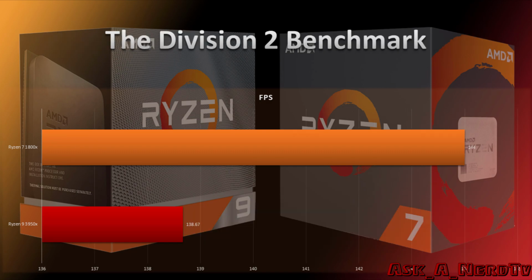For the second to final gaming score, I tested the Division 2's built-in benchmark, where we see the 1800X coming out on top with 144 FPS average, and the 3950X scoring 138.67 FPS average. It was a decrease of about 3.7%. Nothing really to cry over, but it just goes to show that more cores aren't always better for everything.